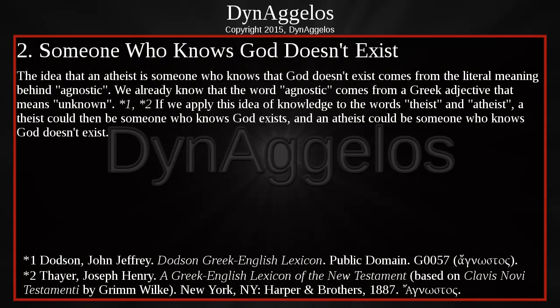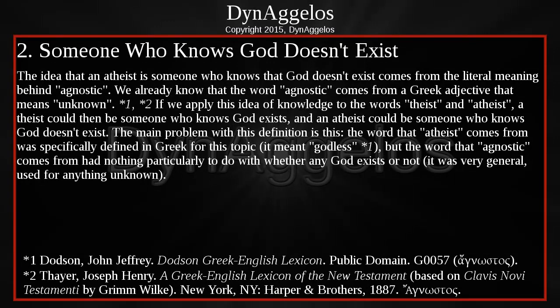Someone who knows God doesn't exist. The idea that an atheist is someone who knows that God doesn't exist comes from the literal meaning behind agnostic. We already know that the word agnostic comes from a Greek adjective that means unknown. If we apply this idea of knowledge to the words theist and atheist, a theist could then be someone who knows God exists, and an atheist could be someone who knows God doesn't exist.